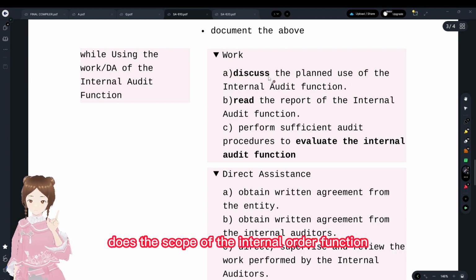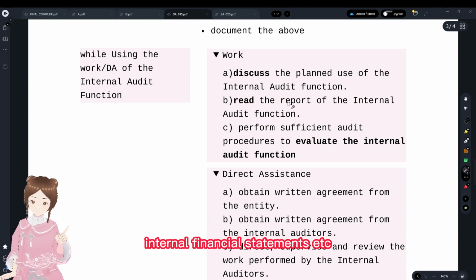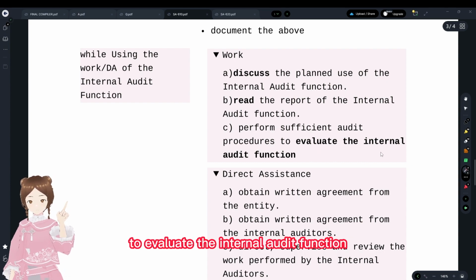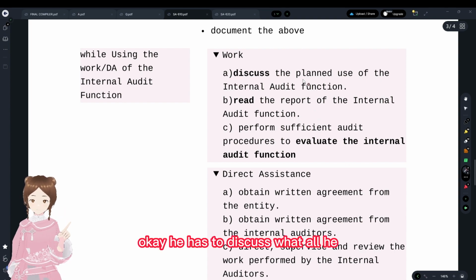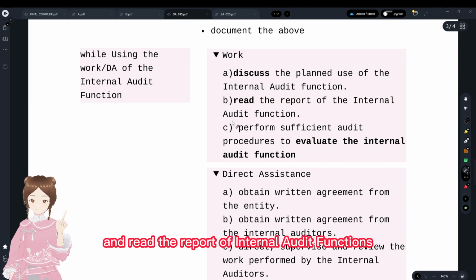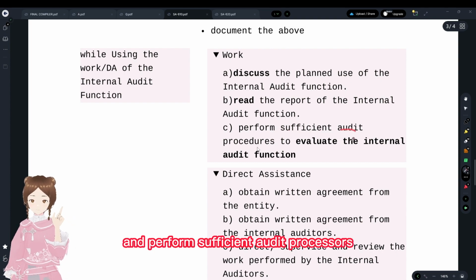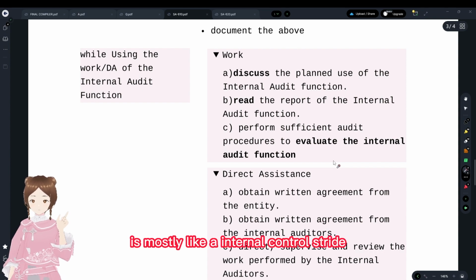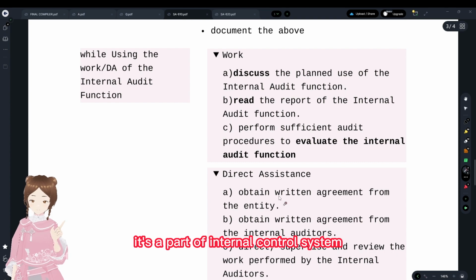He has to discuss the planned usage of the internal audit function, that is, the scope of the internal audit function they are using, read the internal audit reports, and perform sufficient audit procedures to evaluate the internal audit function. The internal audit function is mostly like internal controls, right? It's a part of the internal control system.